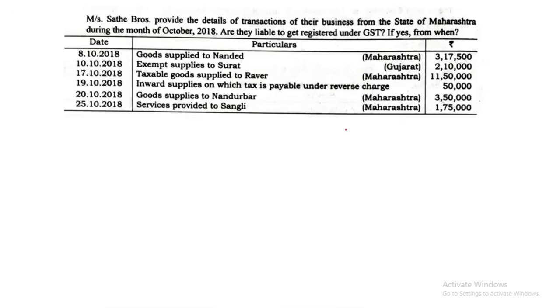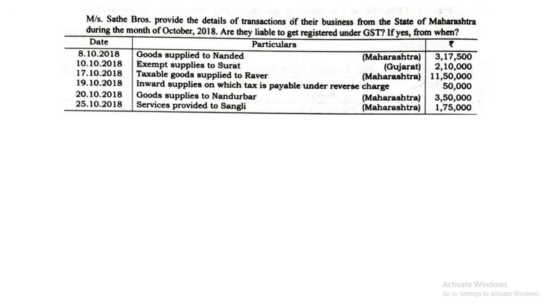Okay, now we'll read out a question once and then we'll try to understand how we need to solve this. Mehta Sate Brothers provides the details of transactions of their business from the state of Maharashtra during the month of October 2018. Are they liable to get registered under GST? If yes, then from when? They are giving you different dates.